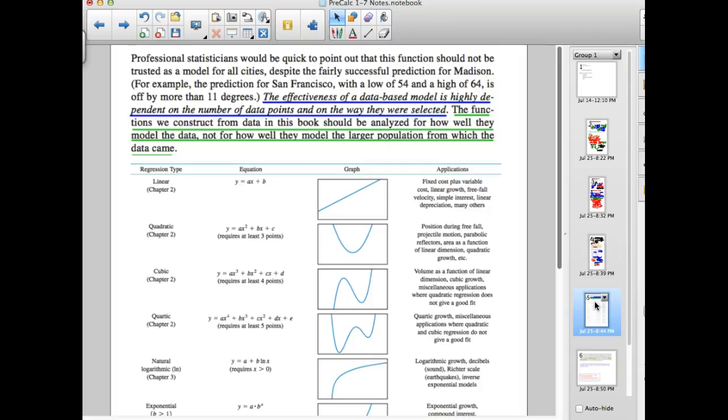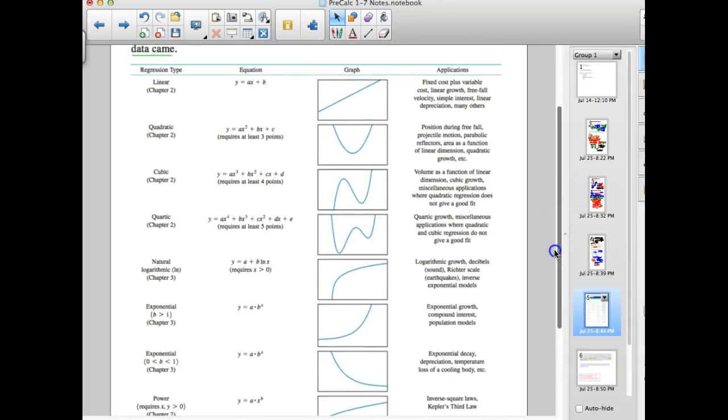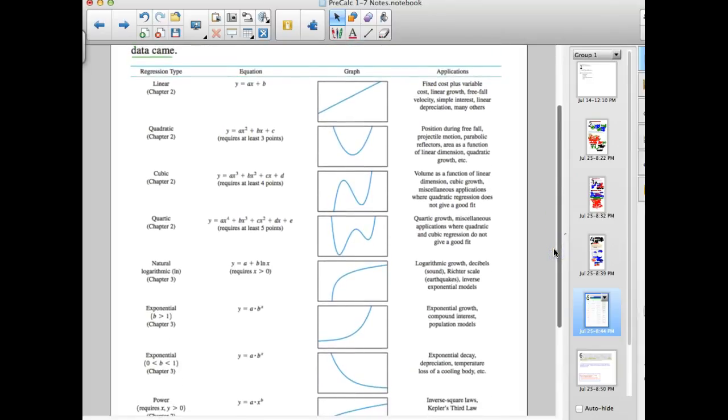So what they're trying to point out, the effectiveness of a data-based model is highly dependent on the number of data points and the way they were selected. For us, when I ask you to construct an equation based on data, we are going to look at how well it fits that particular data. We're not going to look at how well it fits the overall population. Okay? So just that data. The chart here just shows you some of the types of functions that we're going to be looking at this year, and what chapter they come in.